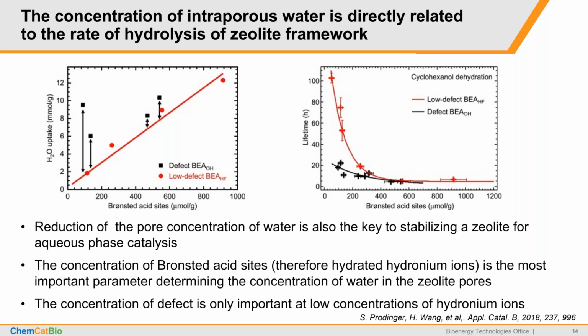On the right-hand side, you can see that this is really true: only at a lower Brønsted acid density can we have a much increased lifetime. The silylation method or lower defect density is only important at low concentration of Brønsted acid sites, or low concentration of water inside. This really tells us that we have to control the water content within the zeolite pore to further mitigate this deactivation problem.